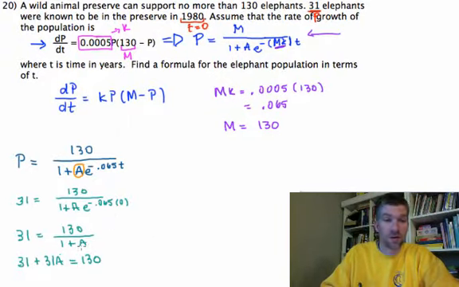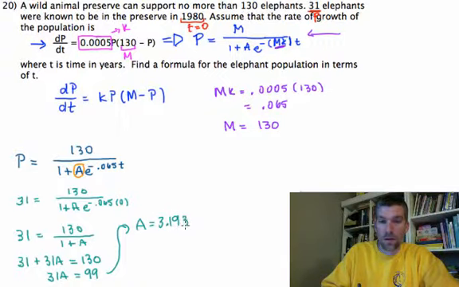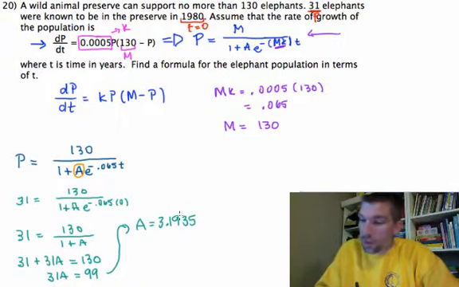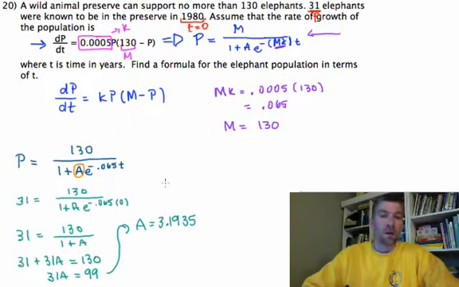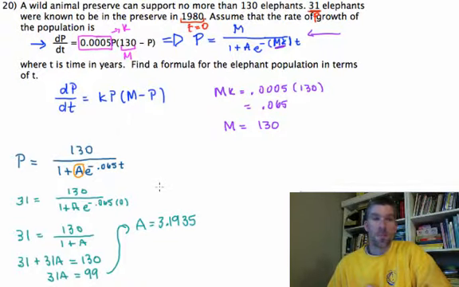That's not a hard thing to solve. So 31A equals 99. Divide both sides by 31, and A equals 3.1935.